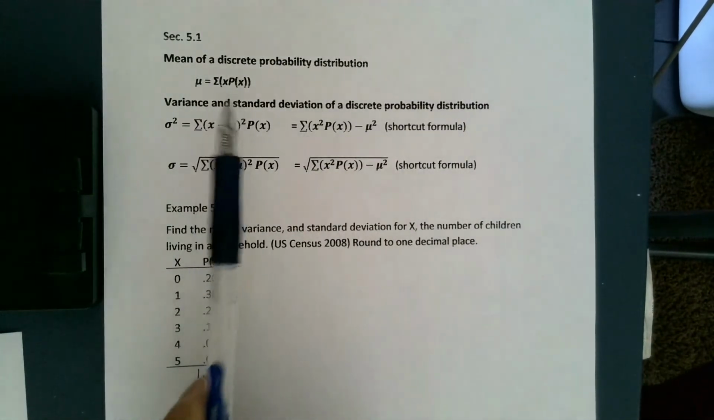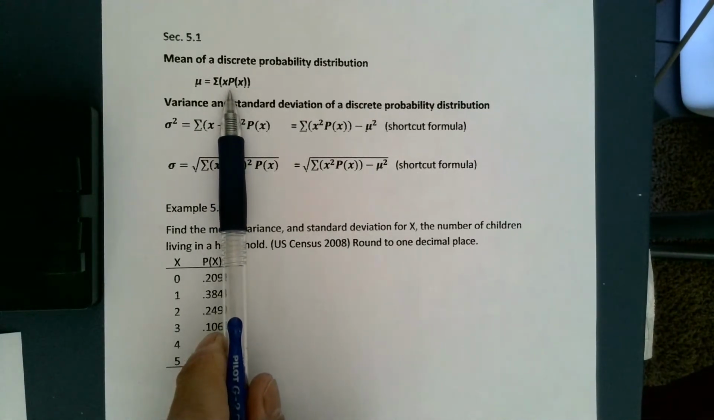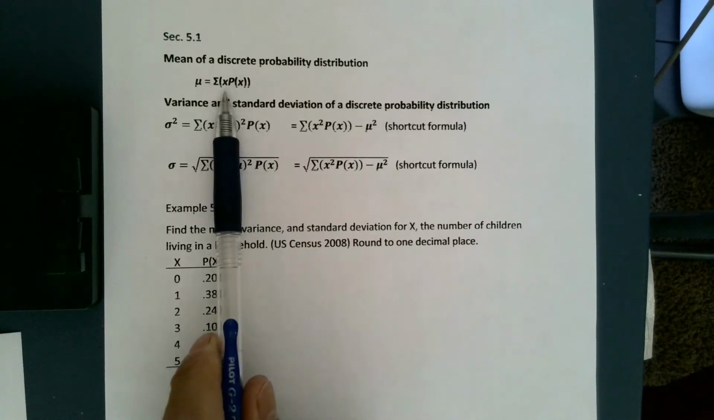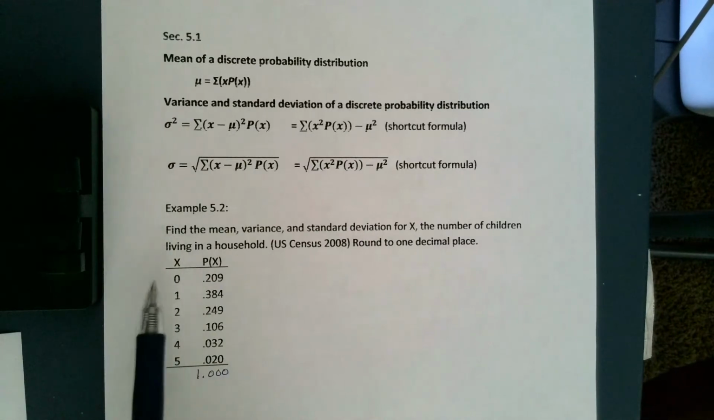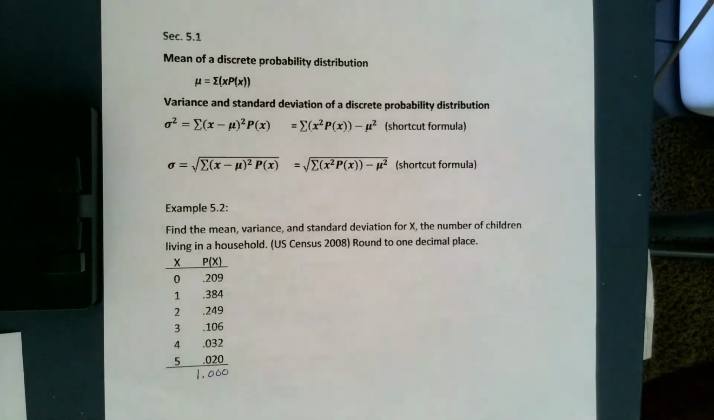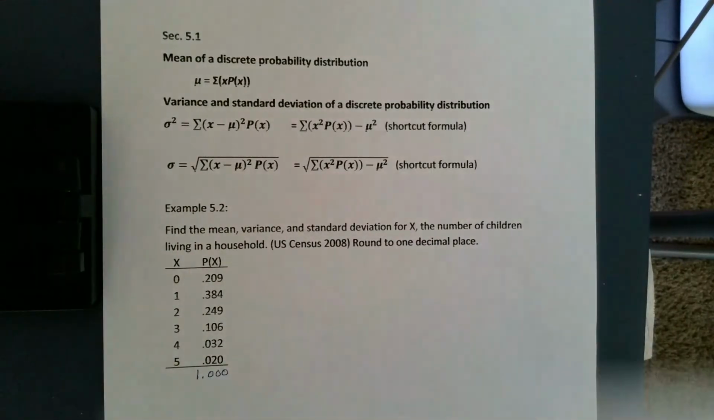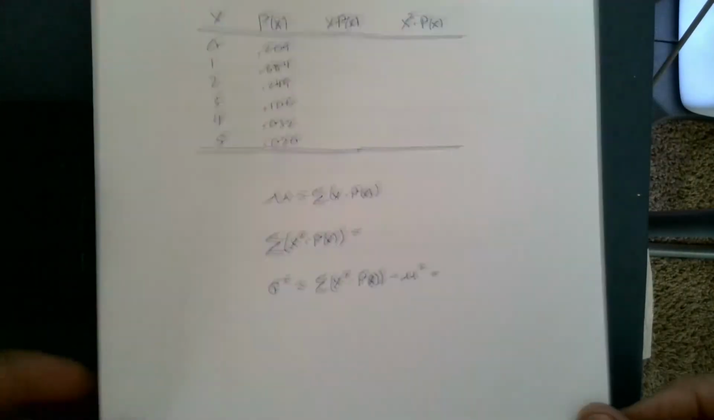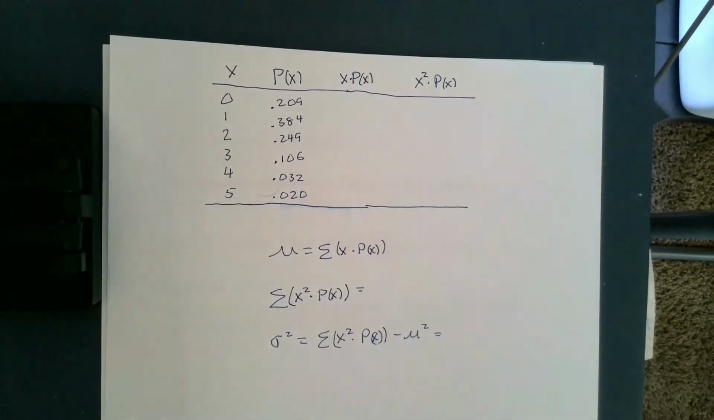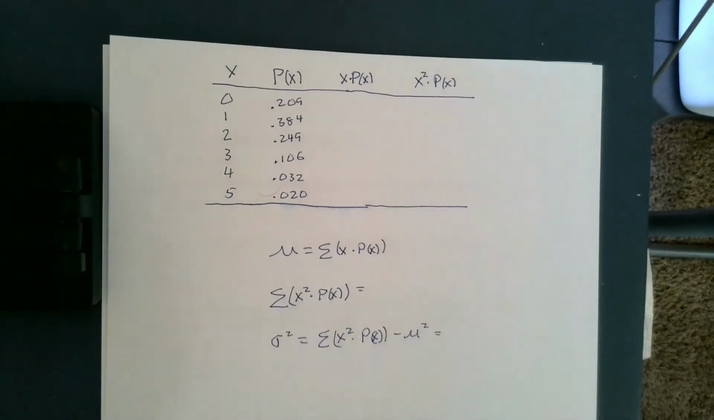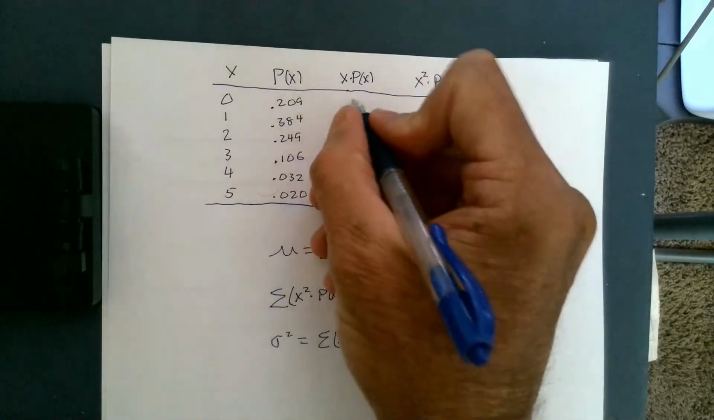So in order to calculate the mean, we multiply each X value times its corresponding probability, and then we add the results. So as you can see on the table, X ranges from 0 to 5. So a good way to do this is to add a third and fourth column to your table.